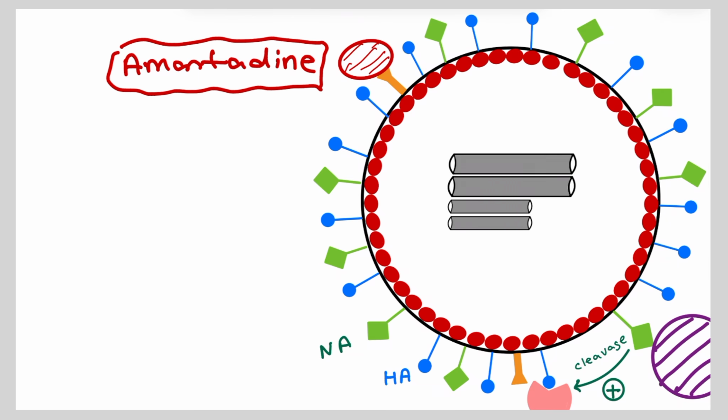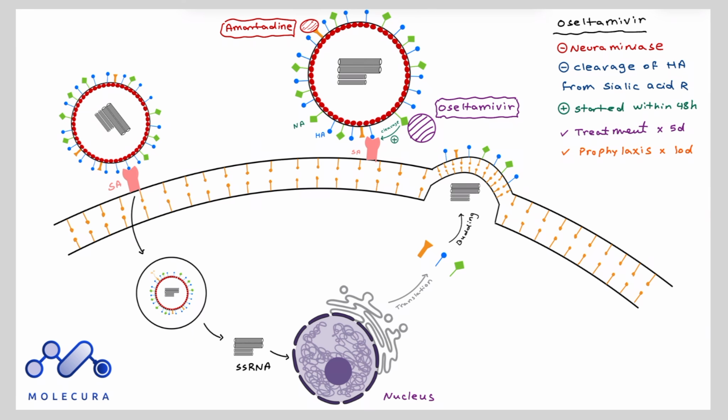So amantadine is going to physically block this channel, this M2 protein channel, and it's going to inhibit the acidification of the endosomes and the release of the viral particles inside the cell. But it's no longer used in practice due to its toxicity and due to resistance of influenza A to this medication.